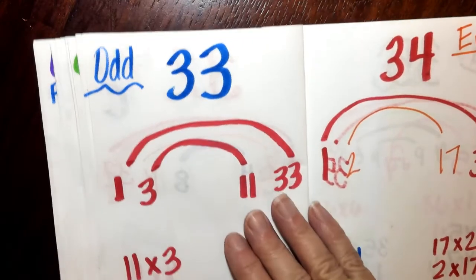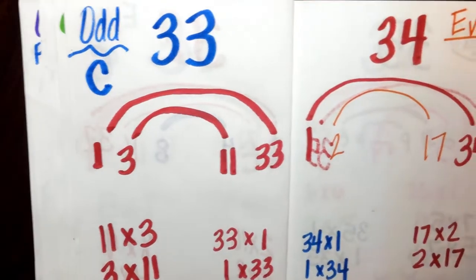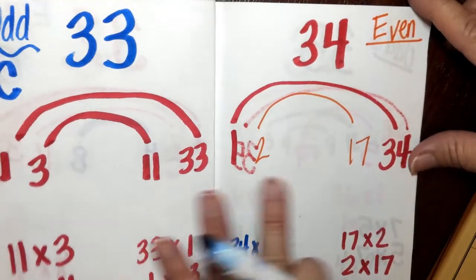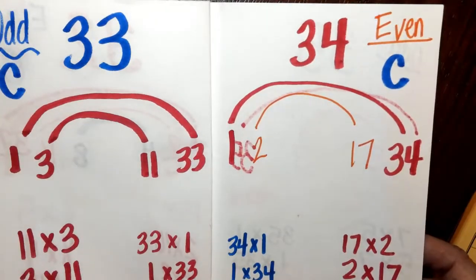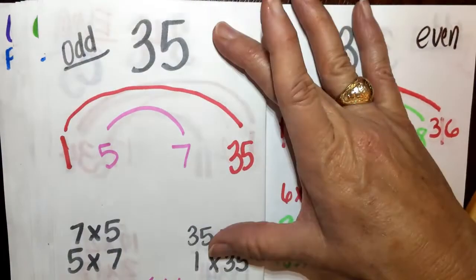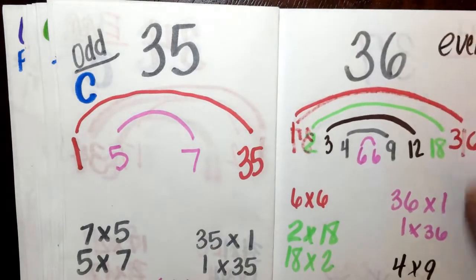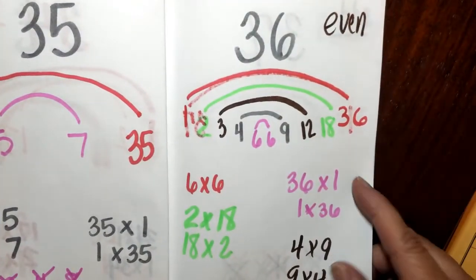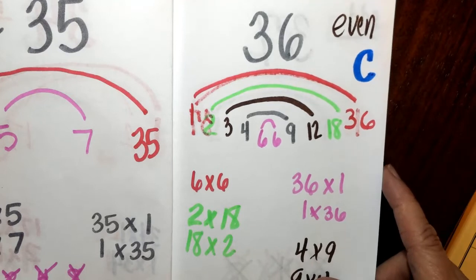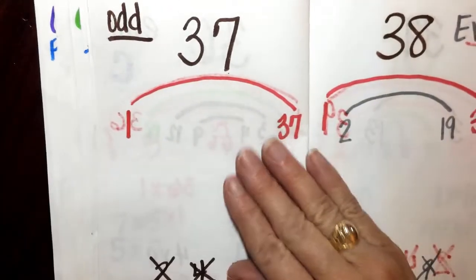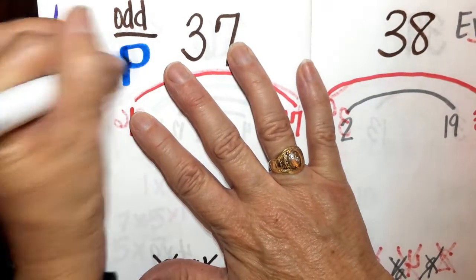The number 33 has more than two factors. It is also composite. The number 34 has more than 2 factors. It is composite. The number 35 has more than 2 factors. It is also composite. The number 36, wow, so many factors, composite. And it's even. Number 37, oh, only 2 factors, 1 and 37, so it's going to be prime.